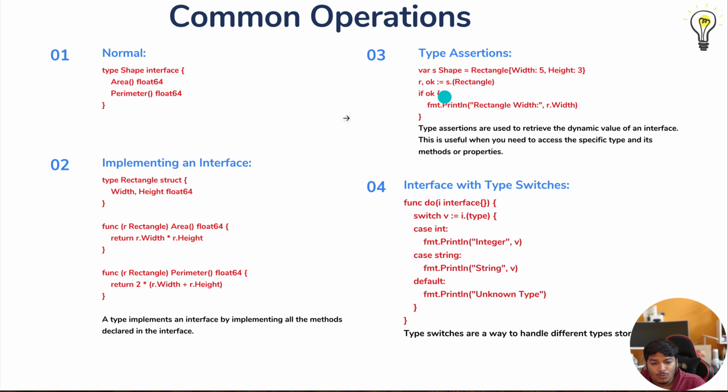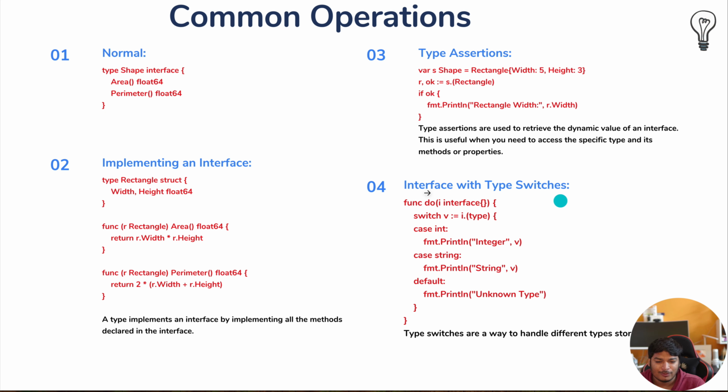So we are first writing r, comma ok, then the shorthand equals, then s, then in the type parameter, Rectangle. If it's okay, then we are printing the rectangle width. Why? These type assertions are used to retrieve the dynamic value of an interface, and this is useful when you need to access the specific type and its methods or properties, to make sure whether they exist or not. I will show you in the code, don't worry.